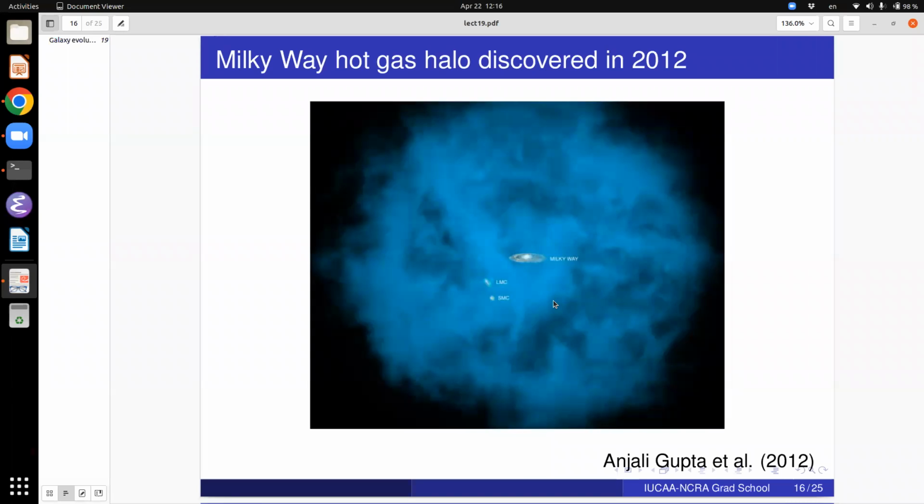And what these people did is that they used very high transitions of oxygen, I think oxygen 7 or 8 or something like that, highly ionized oxygen transition lines, which are in the X-ray band. And they saw absorption lines along lines of sight to different quasars in many different directions. And they used that to show that there must be a hot X-ray halo, which we are seeing in absorption, around the Milky Way. And they tried to estimate its size and density and things like that.